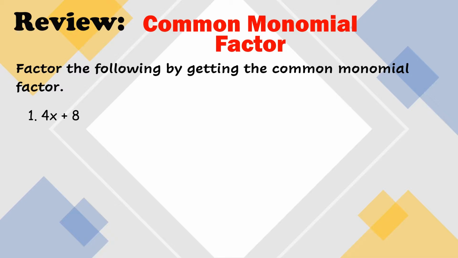Let's have 4x plus 8. The common monomial factor of this is 4, since we can divide 4x and 8 by 4. Therefore, if we factor this using the common monomial factor, we will have 4 times x plus 2, where 4 is the common monomial factor and x plus 2 is the other factor when you factor out the common monomial factor 4. Let's have another one, x squared minus 5x.